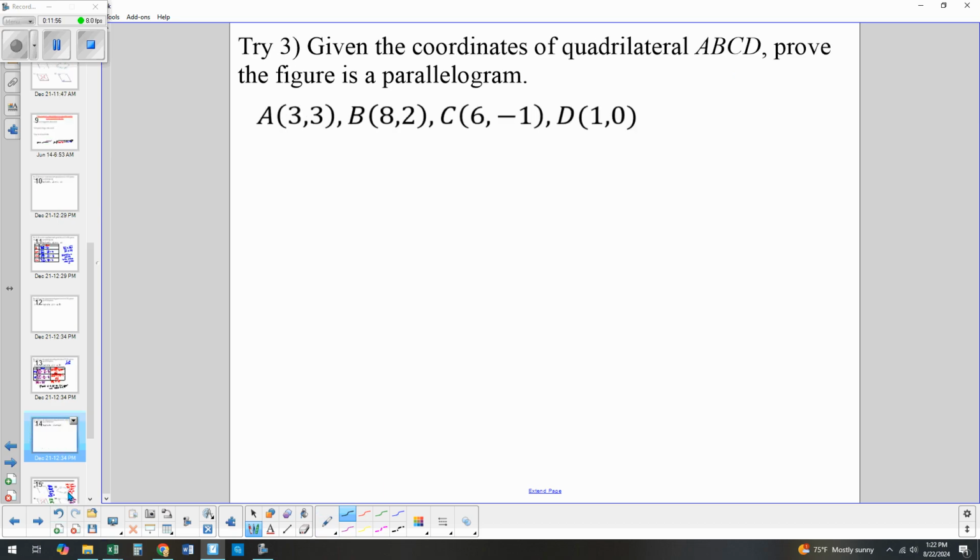So here is the last try problem. You can choose whatever method you like to prove that it is a parallelogram. The answers that are posted online are going to have a lot more work on them than what you would have needed to do because I don't know which way you chose to do. So that is the end of section 7.3.